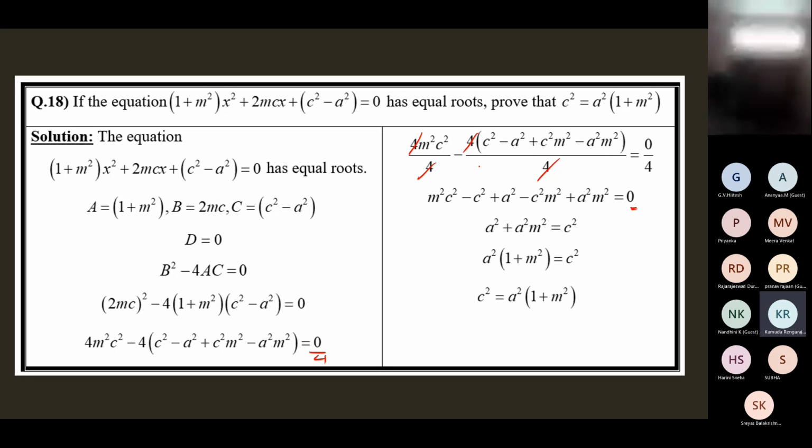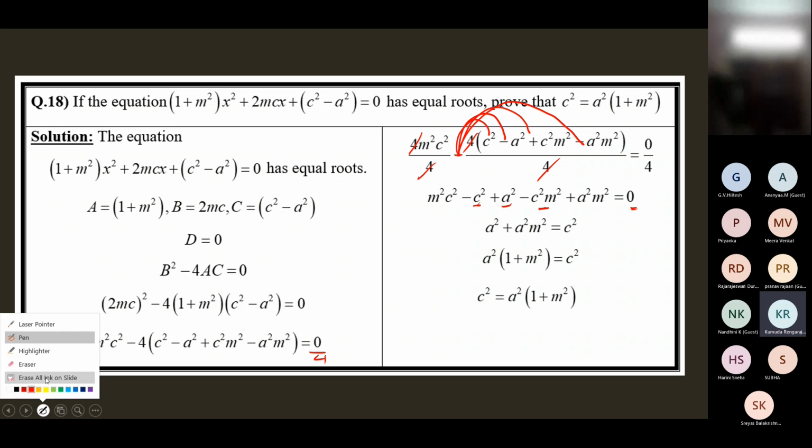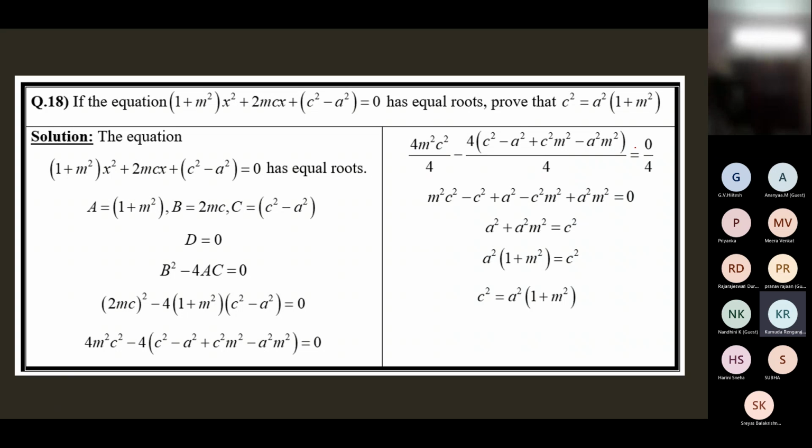So we have m square c square, and then there's a minus here, so minus c square. Minus into minus plus a square, minus into plus minus c square m square, minus into minus plus a square m square is equal to 0. So don't forget to multiply all the terms in the bracket with the minus. That gives you this equation. Now there's minus c square m square here and a plus c square m square here. They get cancelled.